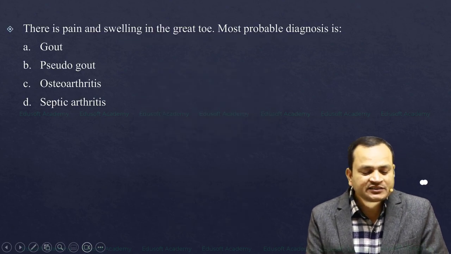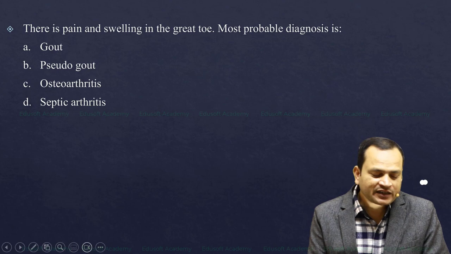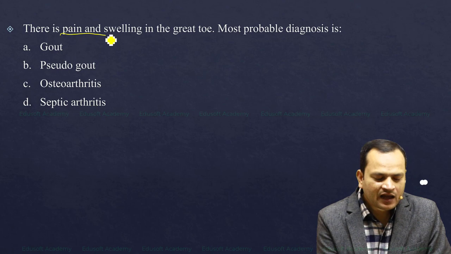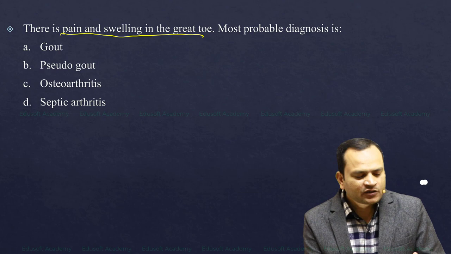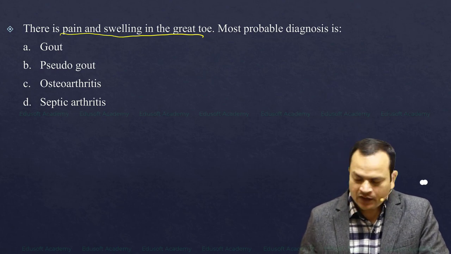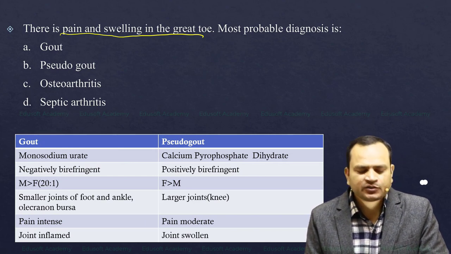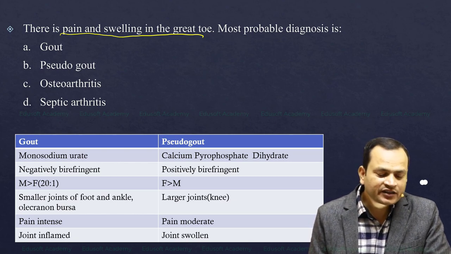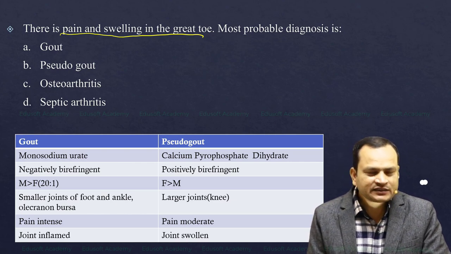So the question is, there is pain and swelling in the great toe. Most probable diagnosis is gout, pseudogout, osteoarthritis and septic arthritis. As you see, the hint in the question itself is pain and swelling in the great toe. So let us see all these viable options. Gout and pseudogout, both these are crystal deposition disorders, while osteoarthritis is a non-inflammatory arthritis, while septic arthritis is an infective arthritis.